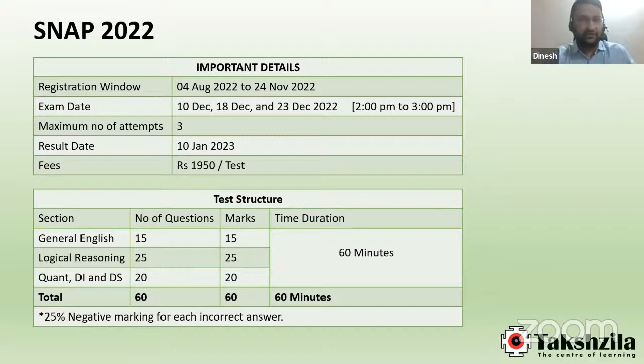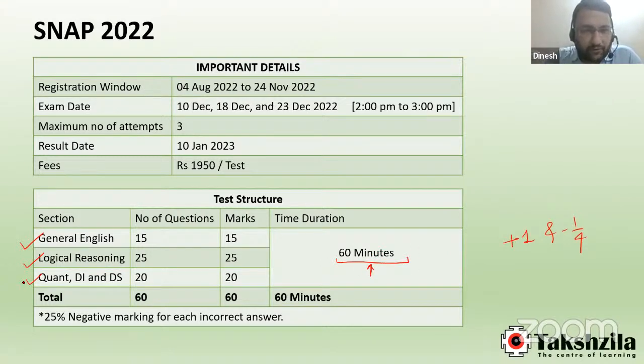The test structure of the SNAP exam has 3 sections. GK has not been there for the last 2 years. The 3 sections are general English, logical reasoning, and Quant, DI and DS. Total 60 questions, 60 marks, 1 mark per question, and 25% negative marking, meaning +1 and -1/4. The most important thing is there is no sectional time limit, everyone.